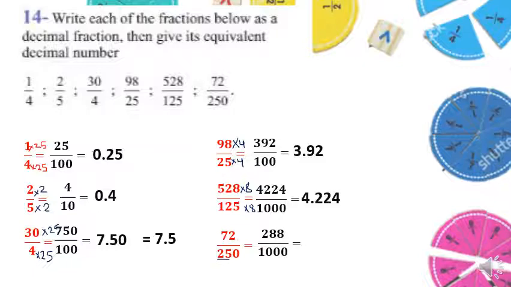The last one, we have 250. The friend of 250 is 4. If you multiply it by 4, 25 times 4 will give you 100, and we have an extra 0 here, so the answer will be 1000. 72 times 4 is 288. Writing them as a decimal number will give me 1, 2, 3. Write the decimal point here, so it will be 0.288.